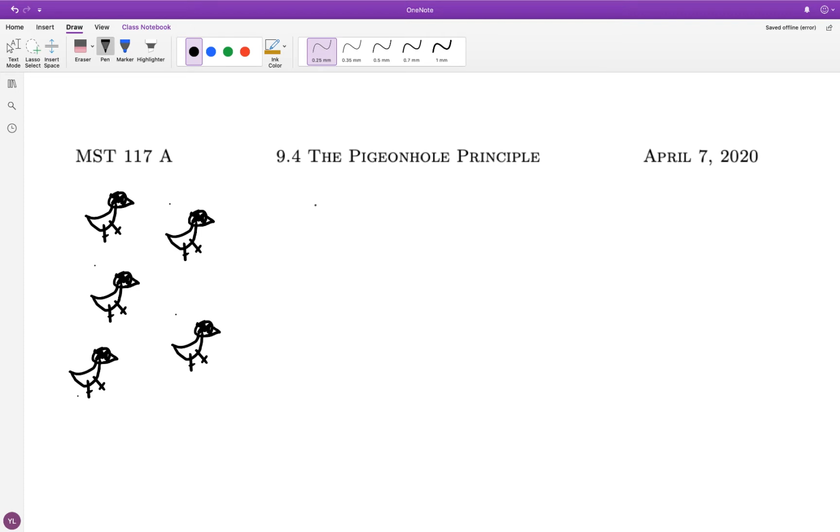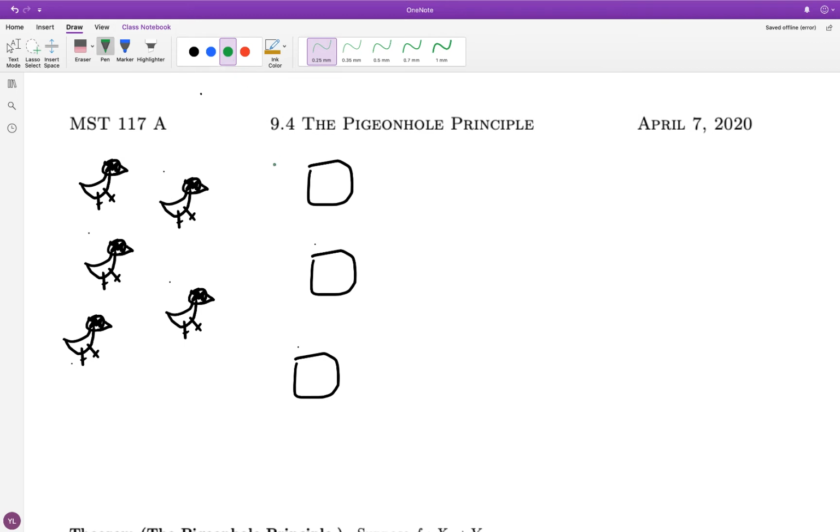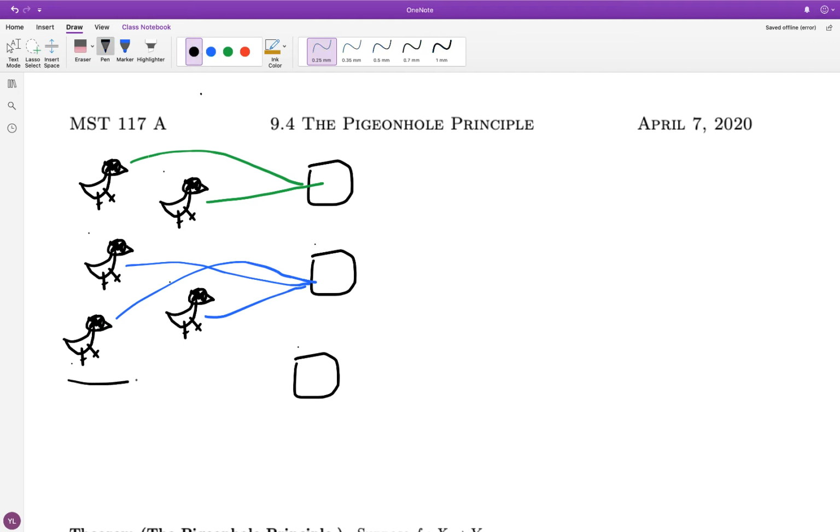So let's draw some holes. Okay, and each of the pigeons is going to fly into a hole and make their nest. So this pigeon might go here. This pigeon might go there as well. Okay, and I imagine this assignment as like a function. I imagine the domain to be the set of pigeons, and I imagine the codomain to be the set of holes, and the function assigns the pigeon to a particular hole.